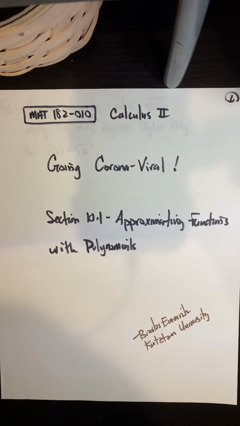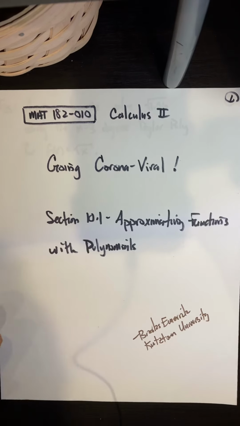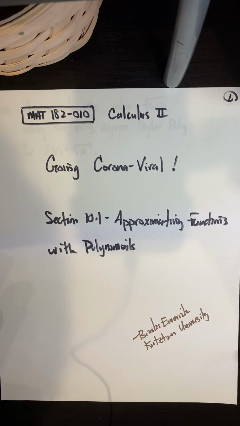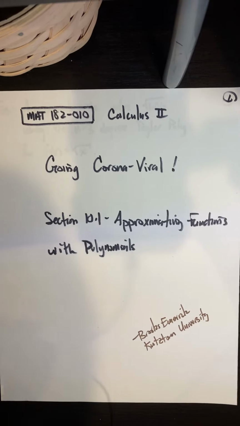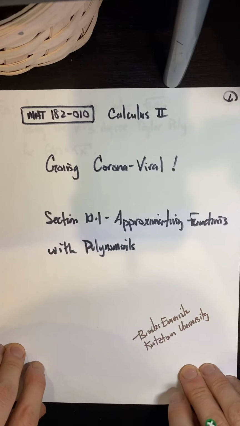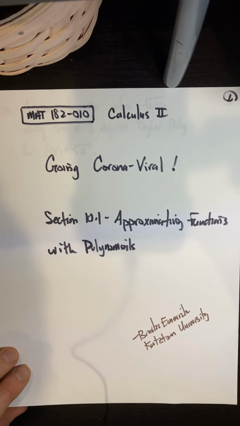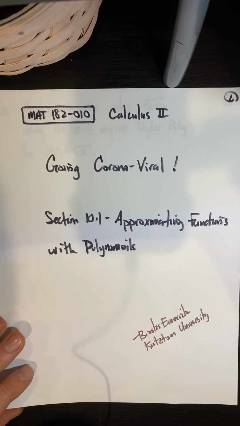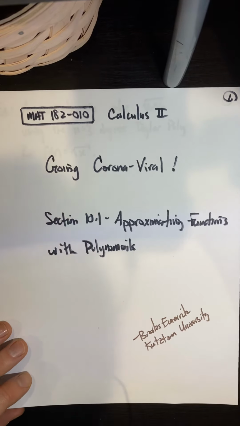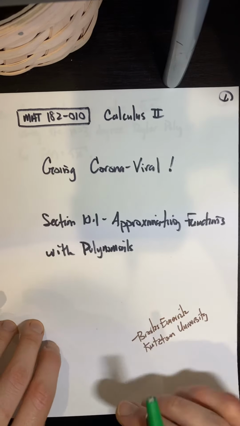All right, so in this video, I am going to go over section 10.1, which is approximating functions with polynomials. So this is the idea of constructing an nth degree Taylor polynomial, which can be used to approximate a function near a particular value. I'll go over one where you can actually use this polynomial to approximate a value, and then I'll do another example, which is from the worksheet, where you find the nth degree polynomial in general.